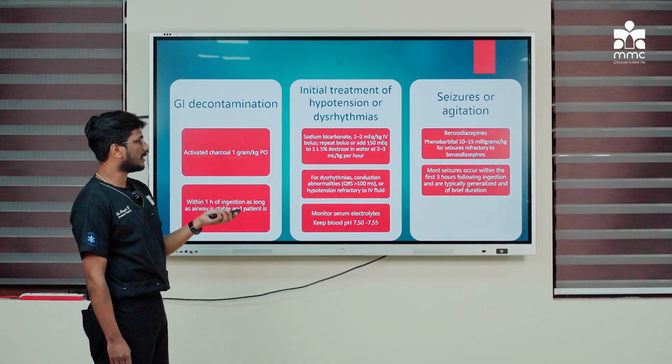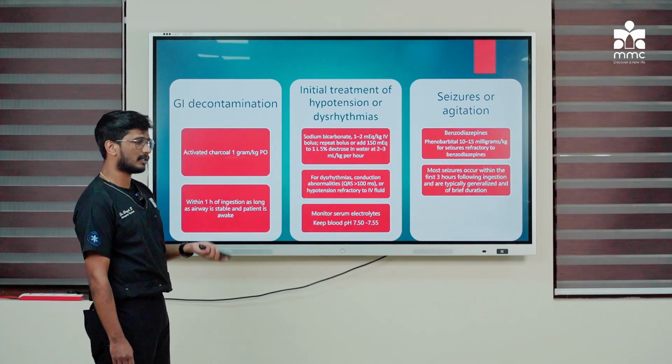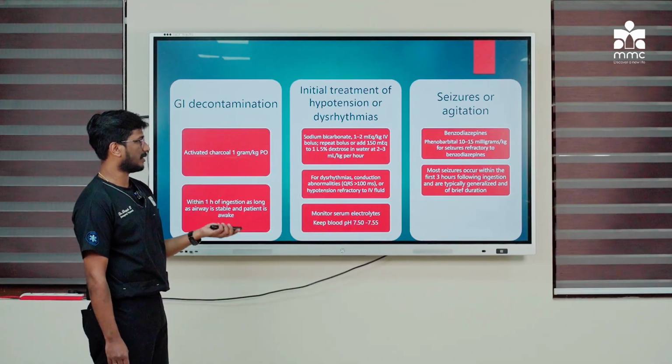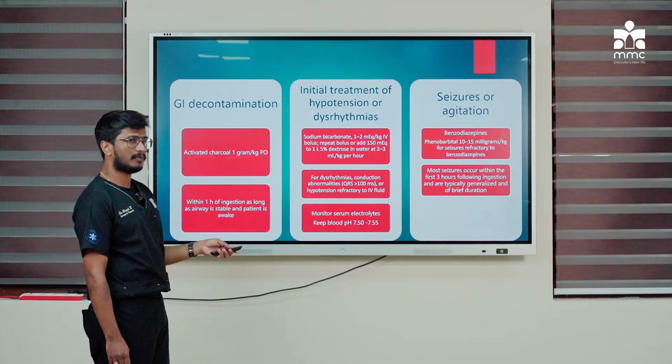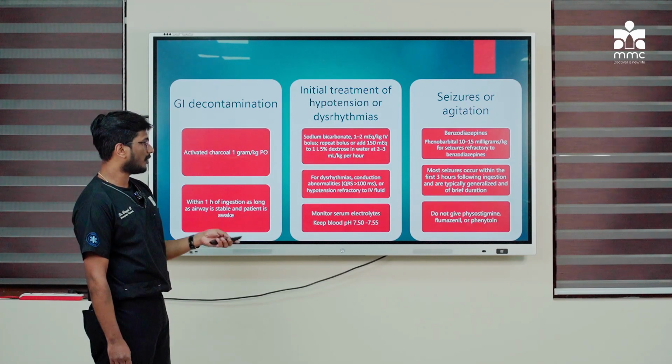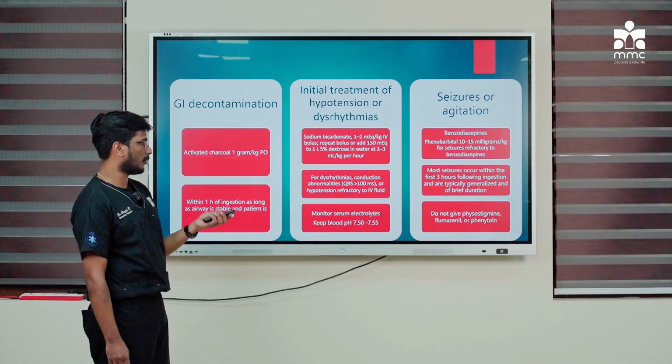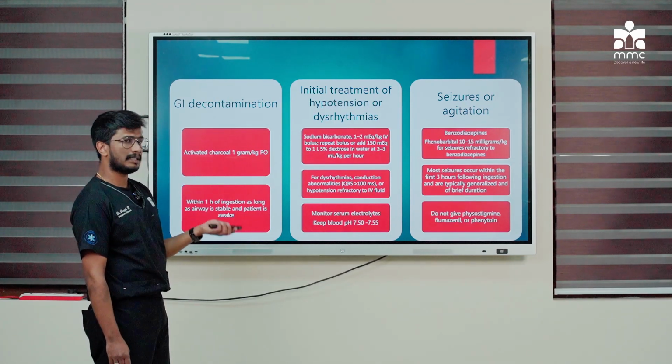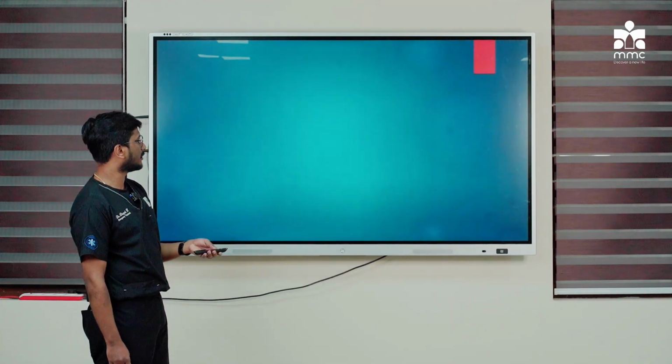Most seizures occur within the first 3 hours following ingestion and are typically generalized and of brief duration. We can control the seizure with benzodiazepine. If not controlled, we can start phenobarbital. So we should avoid phenytoin. And do not give physostigmine, flumazenil or phenytoin in these cyclic antidepressant overdose patients.